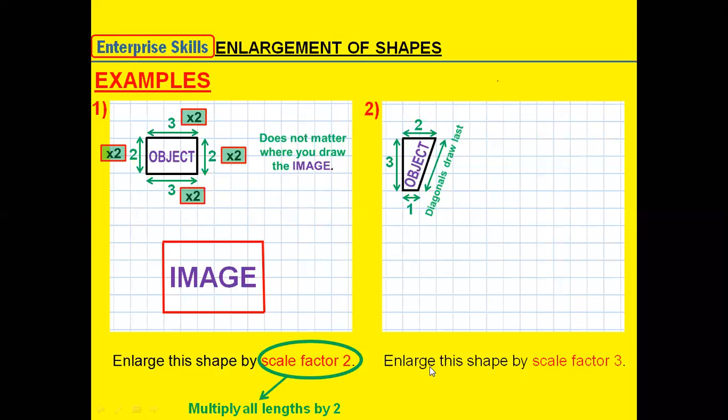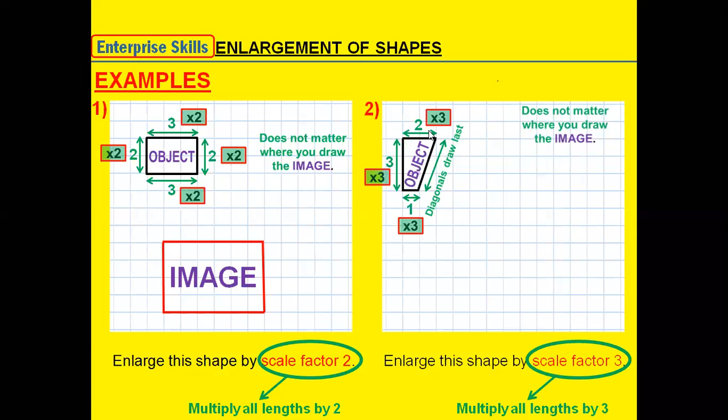The scale factor is 3. That means we multiply all the lengths by 3. So times 3, times 3, times 3. Where should we start from? It doesn't matter. You start from any side you want, and you can draw it anywhere because you don't have a center.